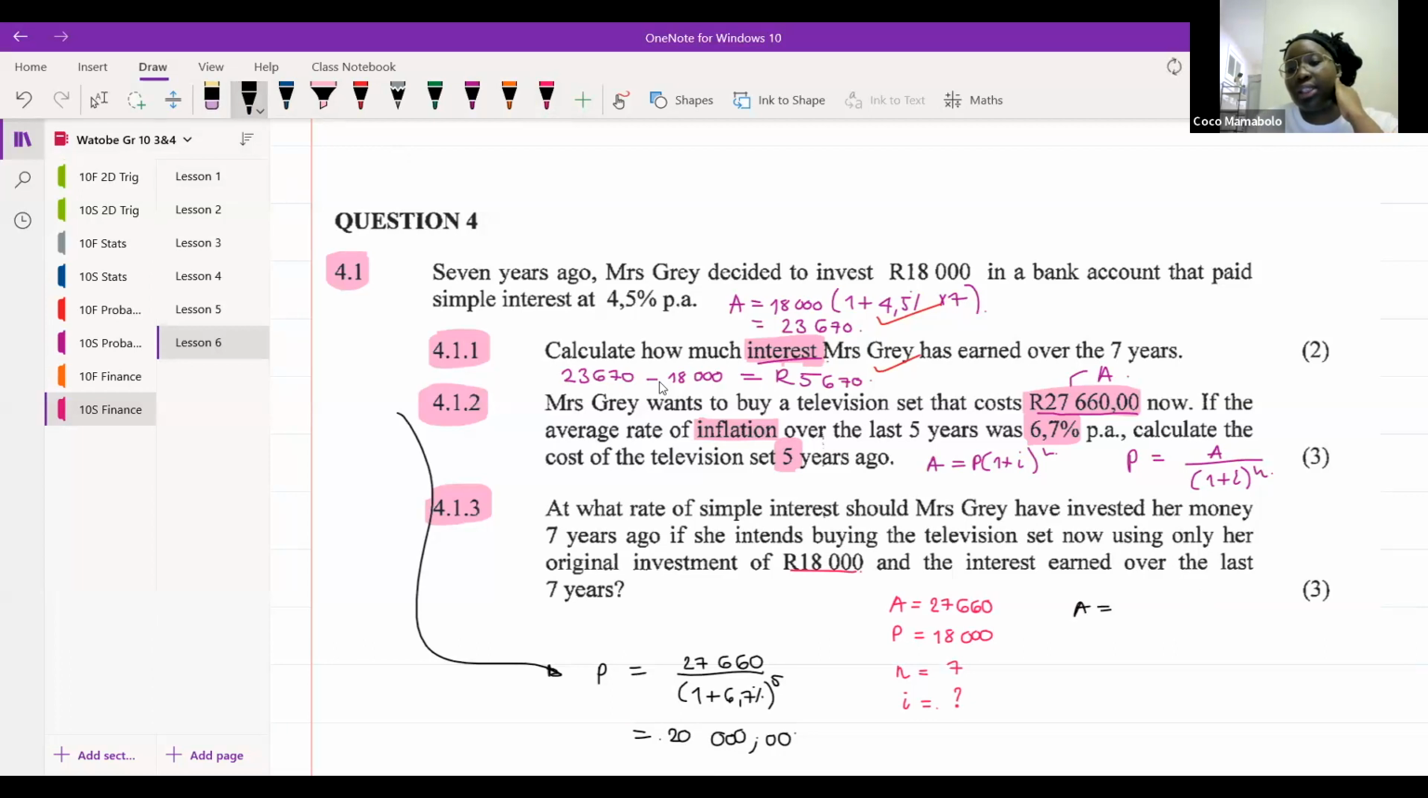So we're going to go A is equal to P, open brackets 1 plus interest rate times N. We're going to go 27,660 is equal to 18,000, open brackets, 1 plus our interest rate, which is what we want, times 7. Now we're going to have to rearrange all of these so that we can make i the subject.